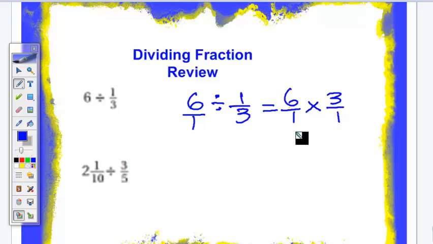Okay, now we are ready to multiply. So 6 times 3 is 18. And of course, the over 1, we do not have to put it. So this answer here will be 18.